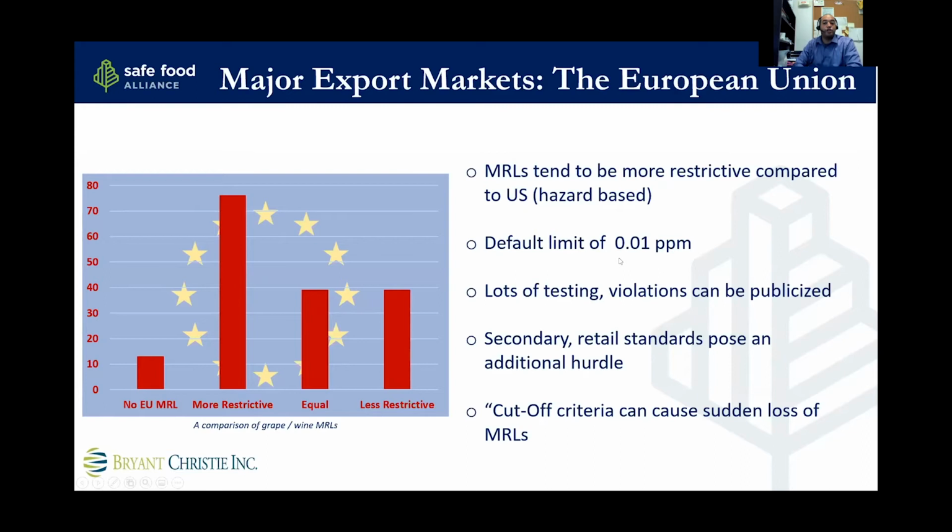One thing that is nice is that they do have this default limit. So if you don't have a specific MRL, then it defaults to a limit of 10 parts per billion. But 10 parts per billion is a pretty small amount, and really, instruments are improving. That tends to be about the detection limit. So it's really just maybe a half step better than just saying any detectable amount. Lots of testing, lots of publicity for violations. You can also have retailers that set secondary standards. So maybe they'll say, to sell things in my store, our MRL limit is 1/3 of what the EU says. And then finally, there are these cutoff criteria, which can cause a sudden loss of MRLs.